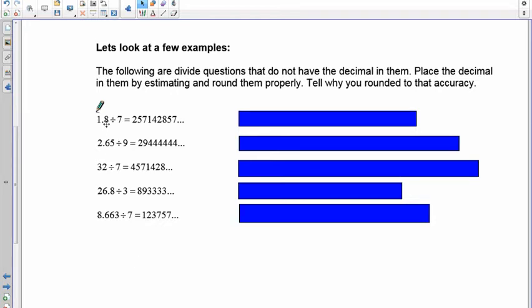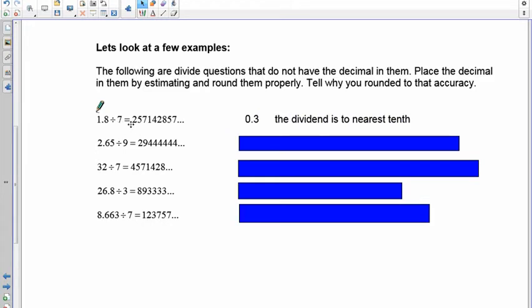1.8. Now, this is the dividend. It's got 1 decimal in it. So that means I have to have 1 decimal in my answer. Well, 1.8 divided by 7 is 0.257, and that means that 5 causes the 2 to go up, so this becomes 0.3. The dividend is in the nearest tenth, so my answer has to be the nearest tenth.